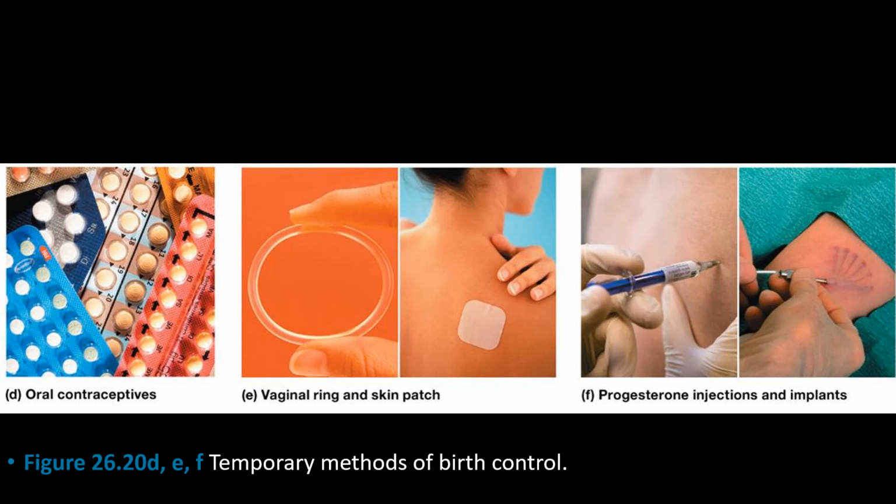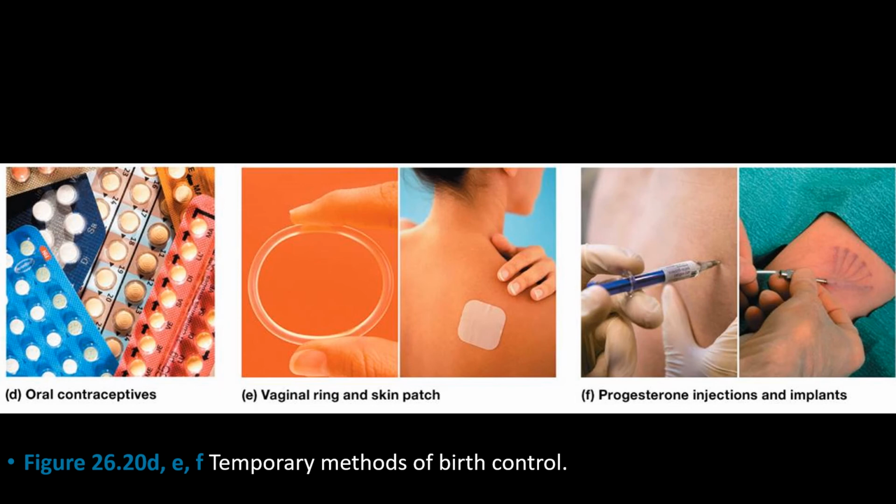There is an alternative to the combined estrogen-progesterone pill. This is called the mini pill, which only contains progesterone. And a high level of progesterone thickens that cervical mucus, making it difficult for sperm to reach the egg. And this makes the mini pill slightly less effective than the combined pill.